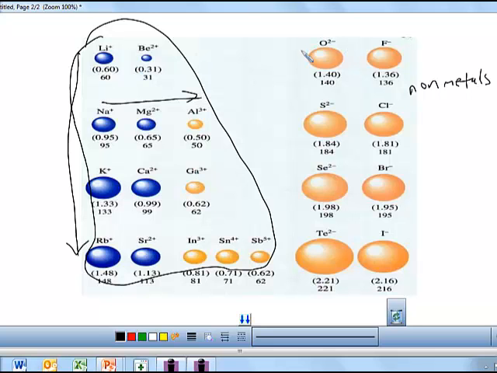Notice here how the size gets really big once you talk about the nonmetals. That's because they're gaining electrons, and there are more electrons out there that repel each other, and the electron cloud becomes bigger in the anions compared to the cations. So here they're losing electrons. It should make sense that the anions, these negative ions, are going to be bigger than the cations because they're gaining electrons.